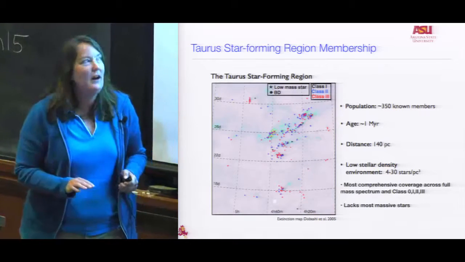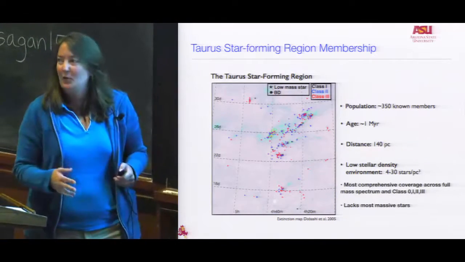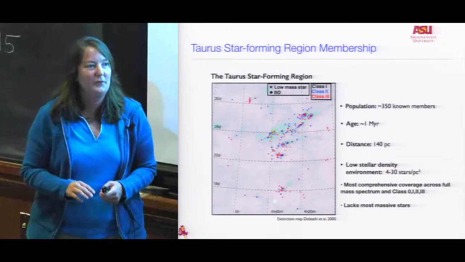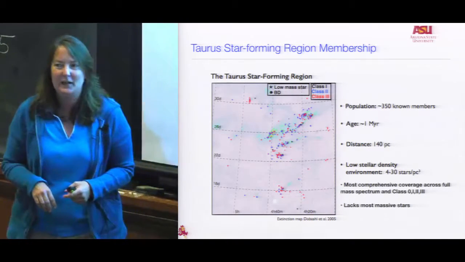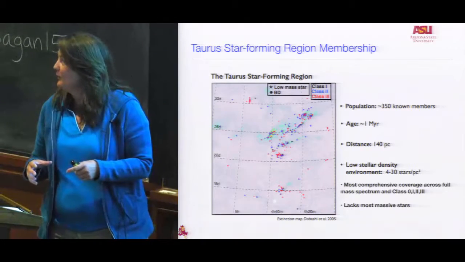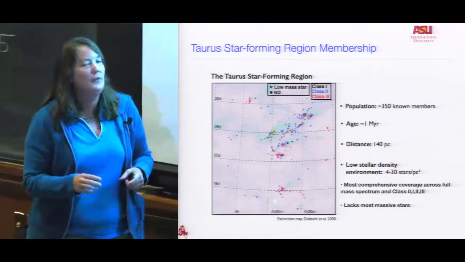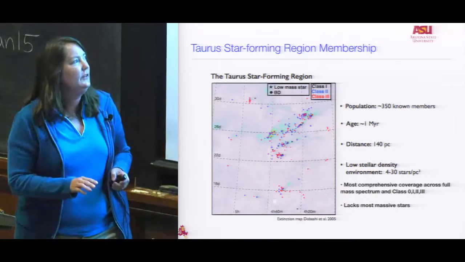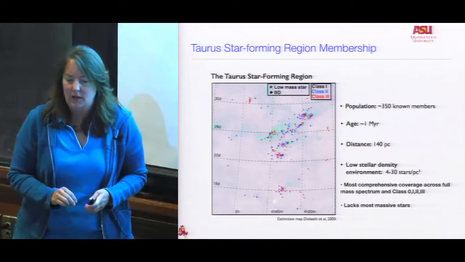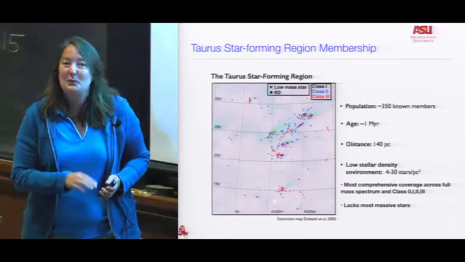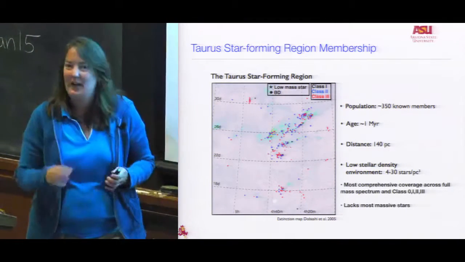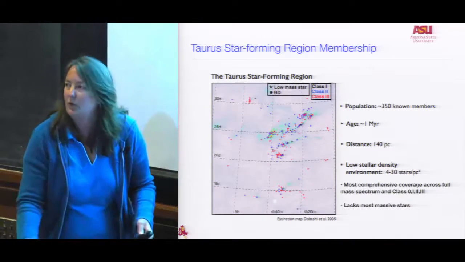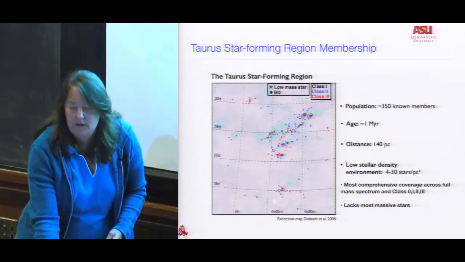It's young and nearby. The density, while lower than what you might think a typical star might form in, is helpful for observations because it means that some of the poor angular resolution associated with single dish observations is still fine to separate individually the objects. So we can investigate the individual disks around each object. Now it doesn't have those really highest mass stars, and we'll see how we have to combine Taurus with other regions if we want to get a full picture of disks around more massive stars.